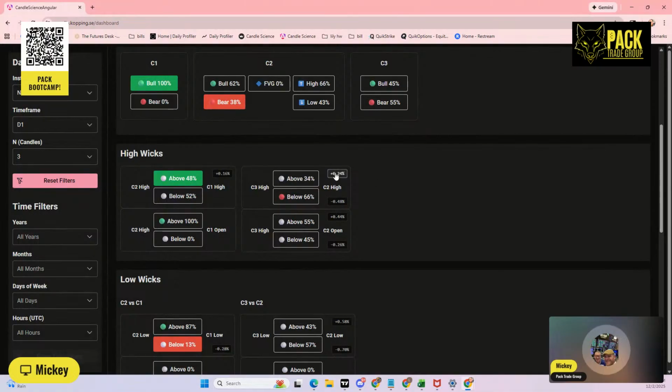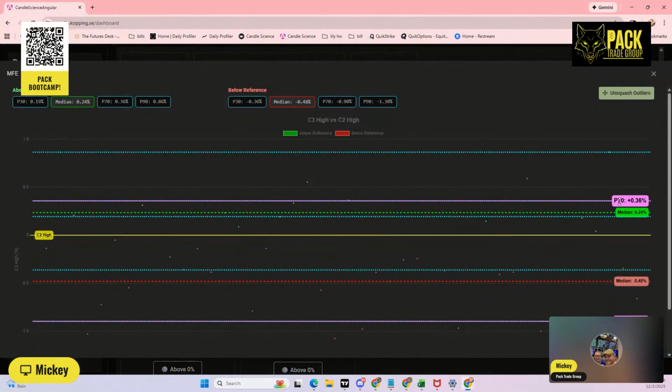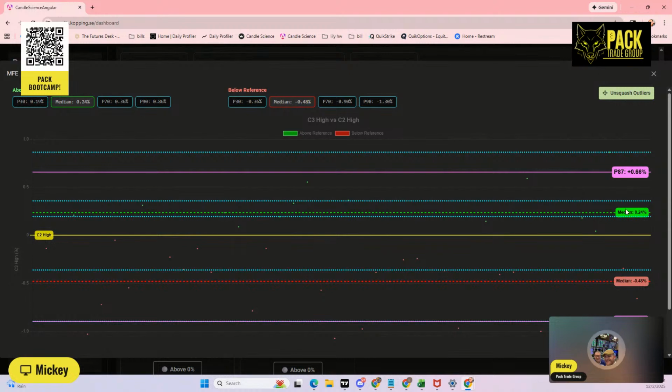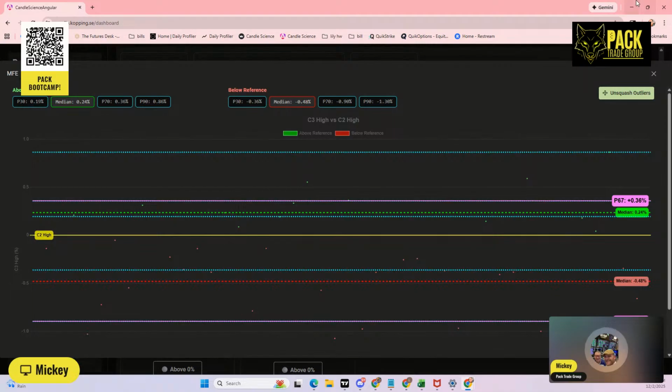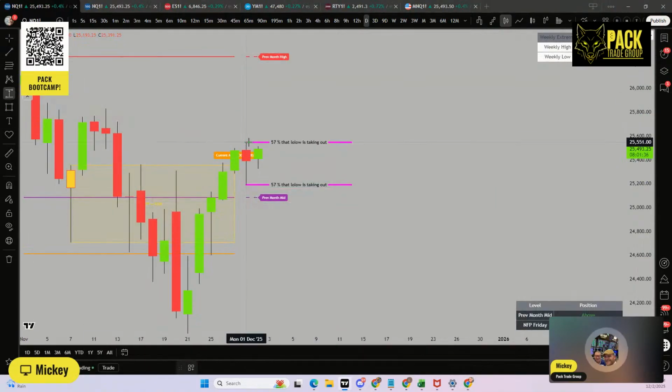So if we did take out the high, we know that between the 50% and the 70th percentile is between 0.24 and 0.36. So if we do take out this high, we go 0.24, and then the 70th percentile is around 0.36, meaning that 70% of the data reverses around this area. We know that that's if we do take out the high. We can do the same thing with the low.